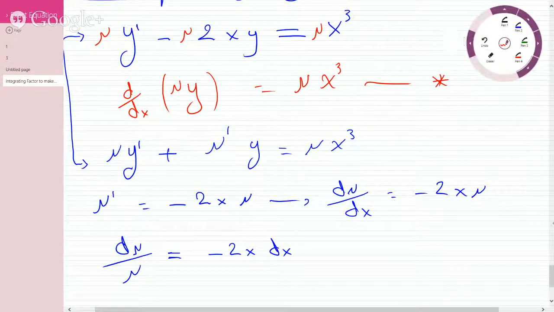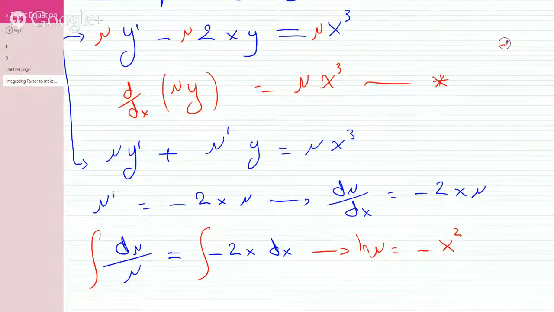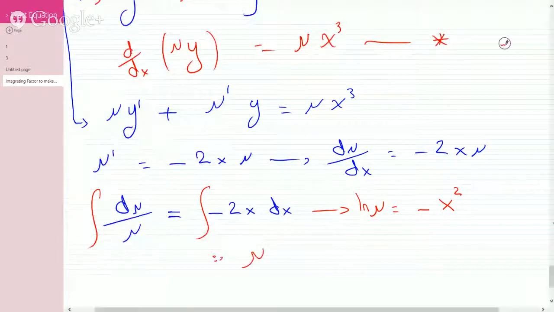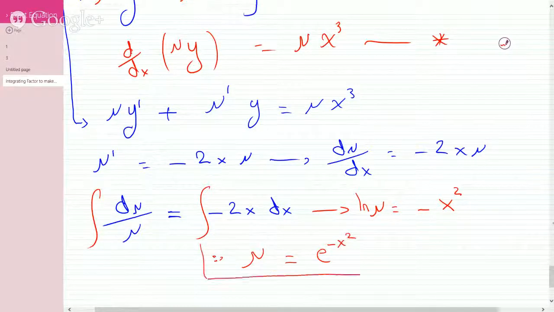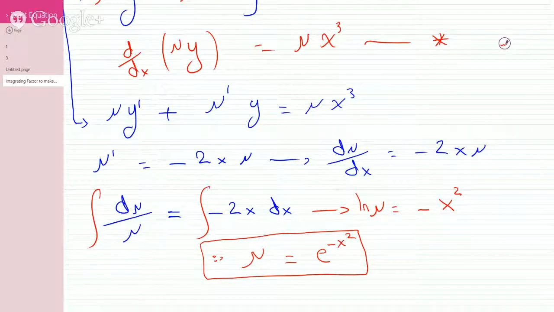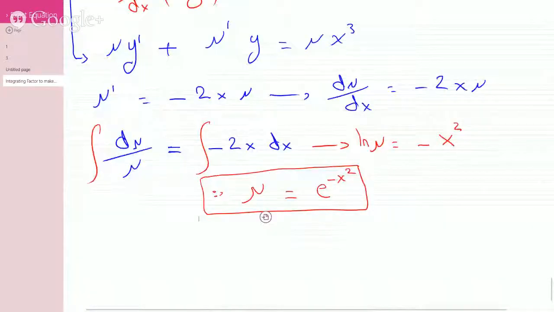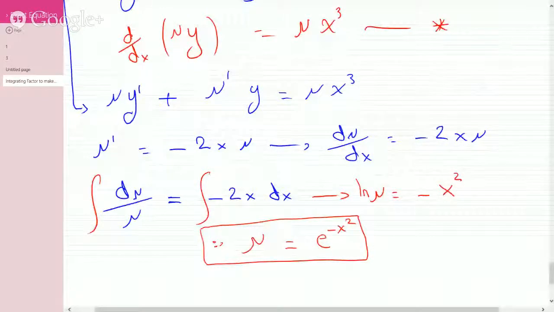And now we can integrate both sides to find the integrating factor. So ln mu, the left hand side is ln mu, the right hand side is minus x squared. Therefore, mu is equal to e to the minus x squared. Did you get e to the minus x squared as your integrating factor? I think you forgot the minus sign. Yeah.